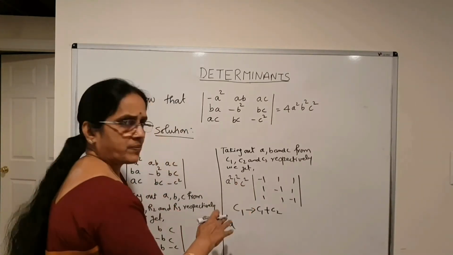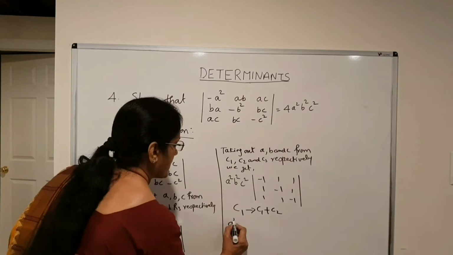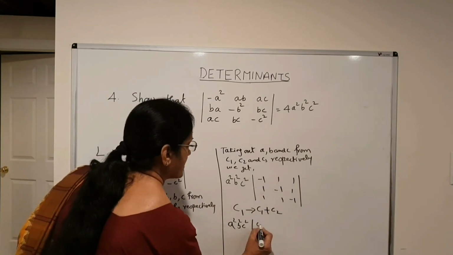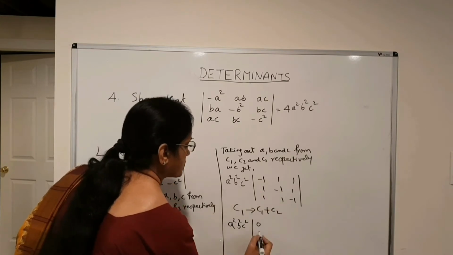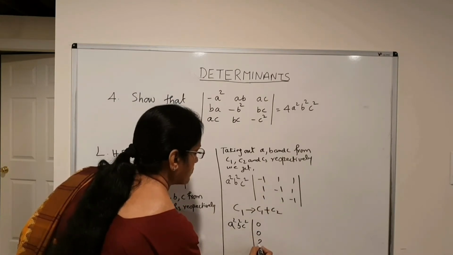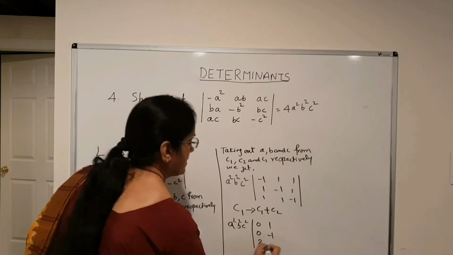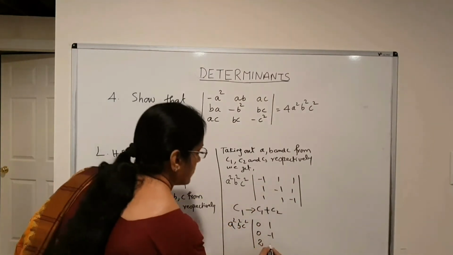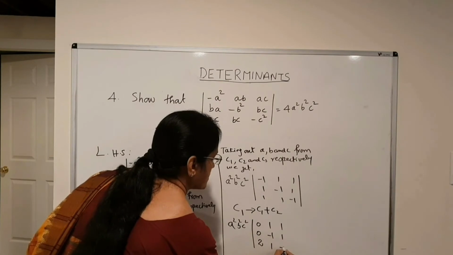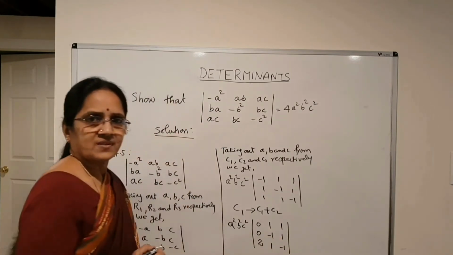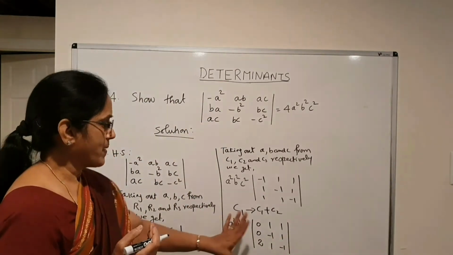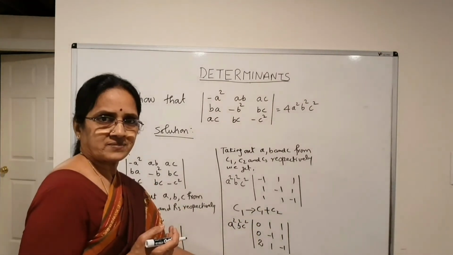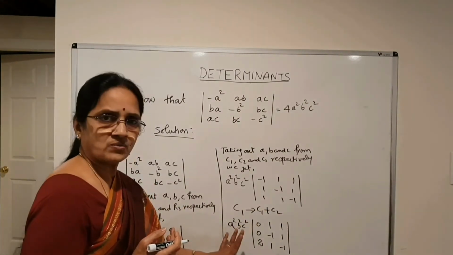Then what will I be getting? Do one operation at a time. a², b², c². Then this will become 0, and when I add, this also will become 0. Here I have 2. Then write the second and third columns as they are, because we are not making any changes there. Now I can expand this determinant using the first column, because I made two entries 0.